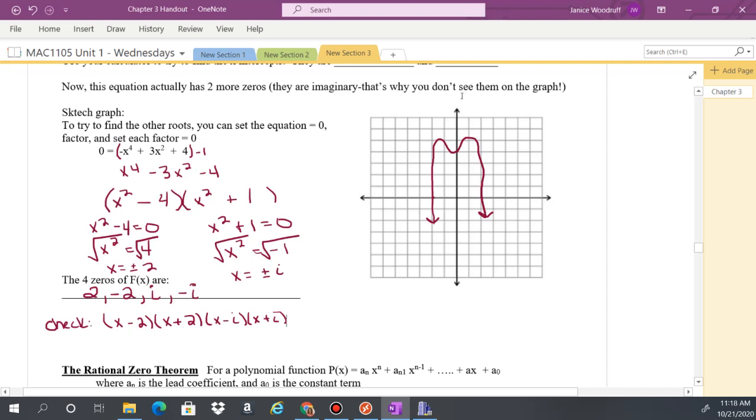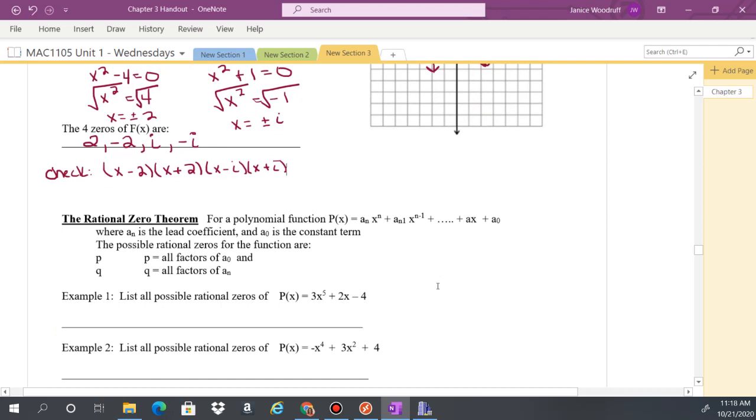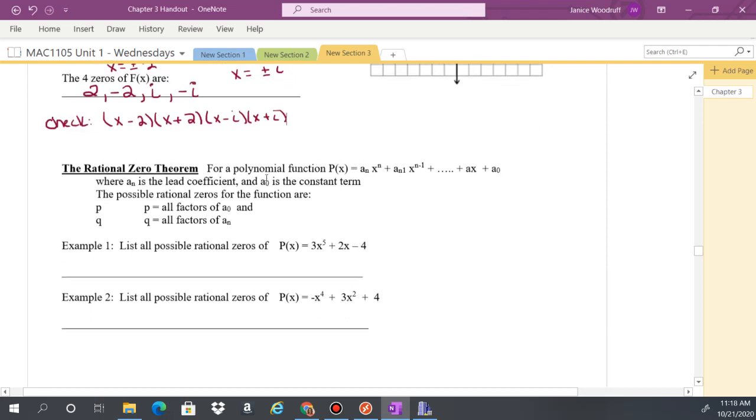Okay, so what if I don't have a graphing calculator and I can't get the first 2 zeros on my own? You're going to use the rational zero theorem, which just tells you all of the possible rational zeros of a function. Okay, so what you're going to do is take the constant over the leading coefficient, all of the factors. So you're going to factor them. So it's P over Q, where P is all of the factors of the constant, and Q is all of the factors of the leading coefficient.